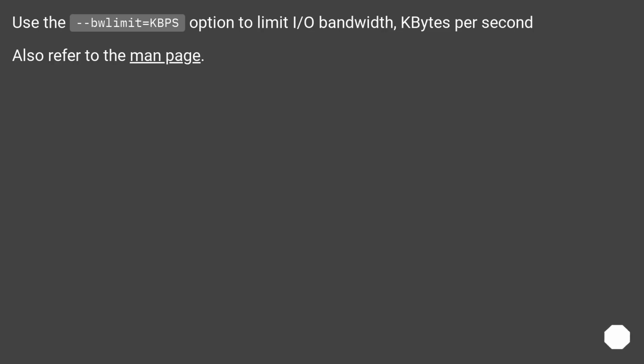Use the --bwlimit=KBPS option to limit I/O bandwidth, in kilobytes per second. Also refer to the man page.